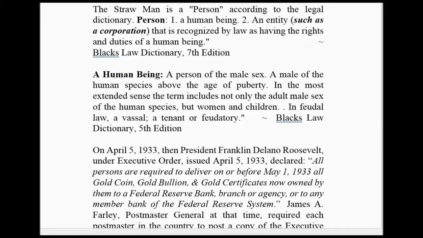It's a person of the male sex. According to Black's Law Dictionary, which they use in the Roman Catholic law system we're still under today, since the 1400s, a human being is a male of the human species above the age of puberty. In the most extended sense of the term, it includes not only the adult male sex of the human species, but women and children. In feudal times, it was vassal, a tenant, or feudatory.